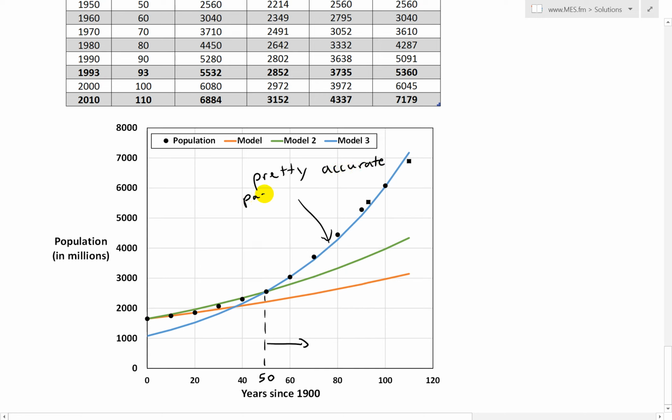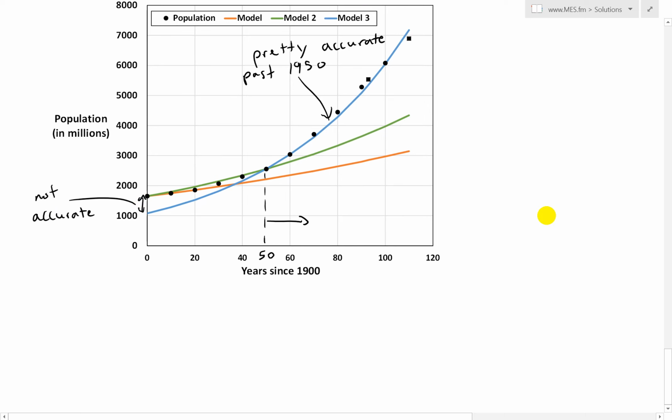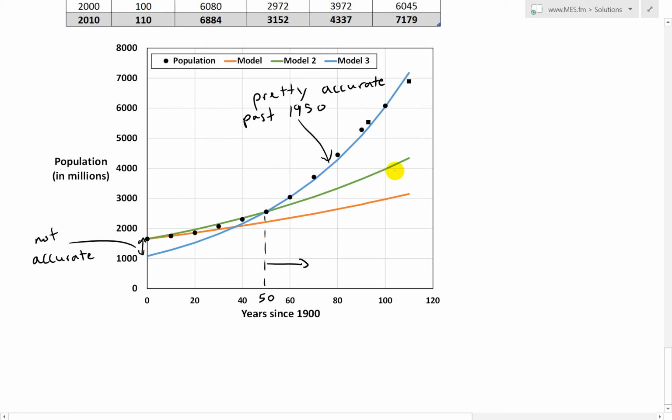Past 1950. But as you can see, if you were to extend it backwards, this is not that accurate over here. So not accurate, because you're going to be off from here. This is over $500 million off the actual numbers. But then on the right side for these ones, these ones are not that accurate on the second half of the century. So not accurate in later years.